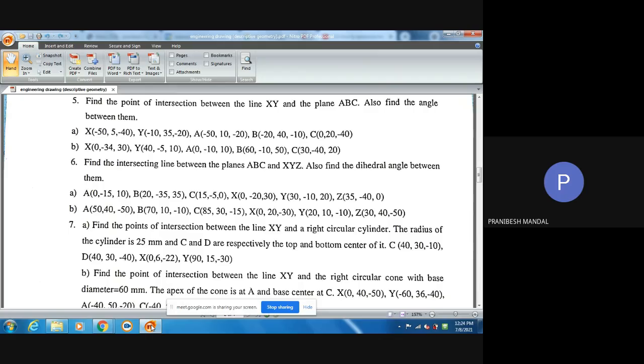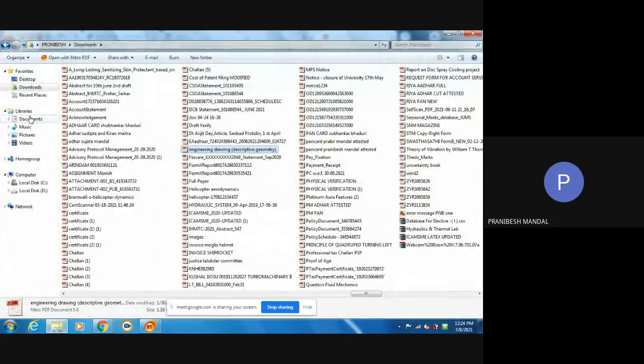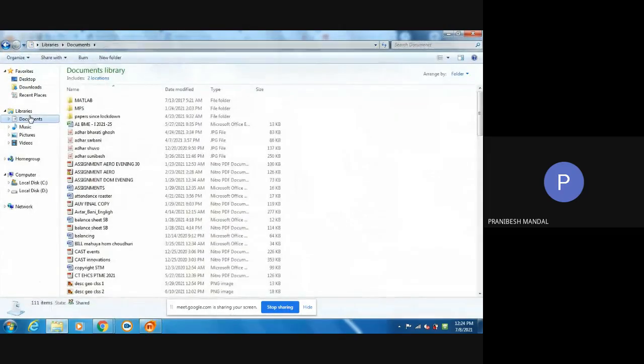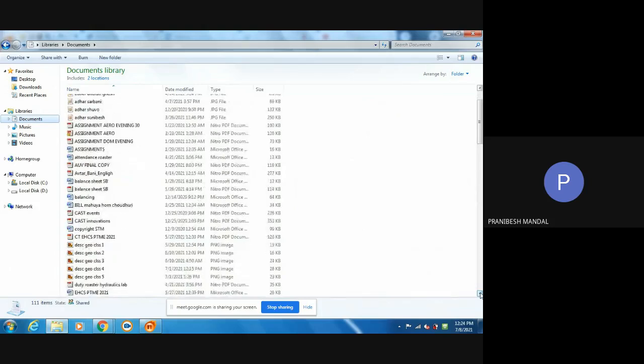So basically, we need to follow the same thing. We need to have both the planes in the edge view. That is a must. But how to get it? So let me show you how to get it.